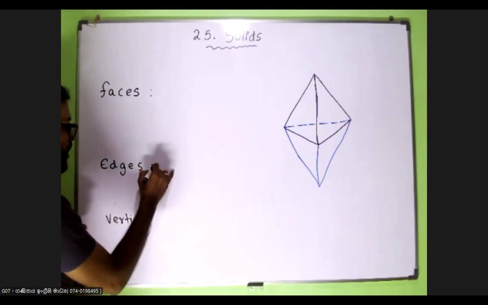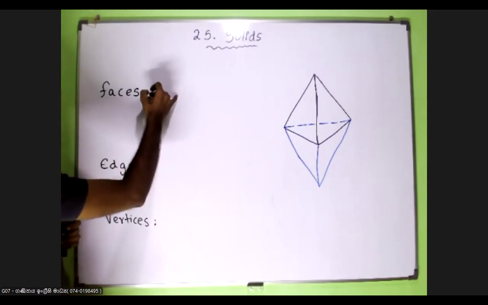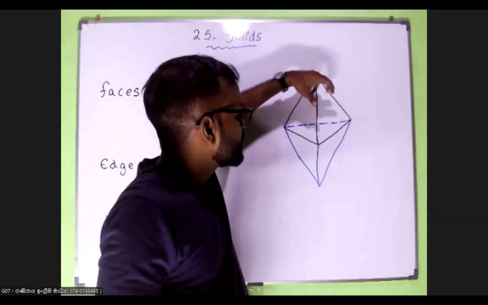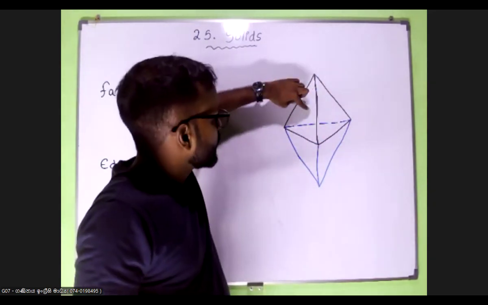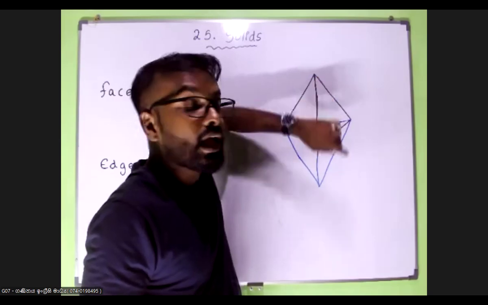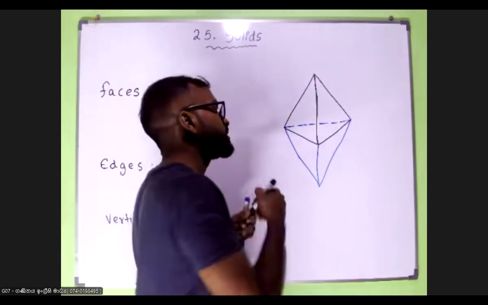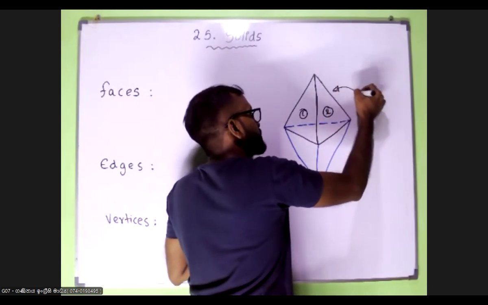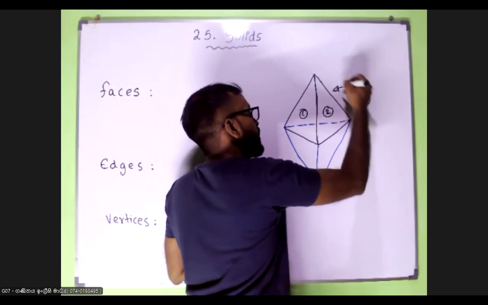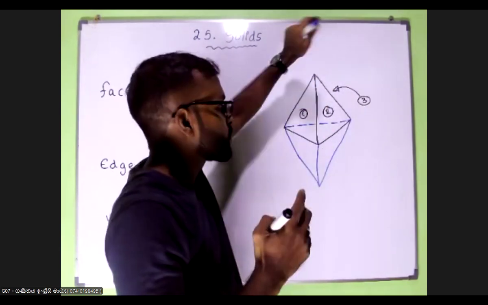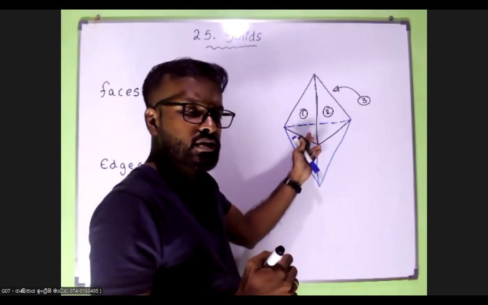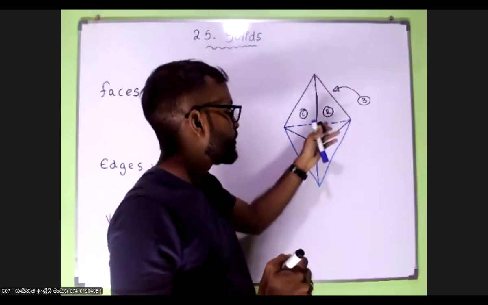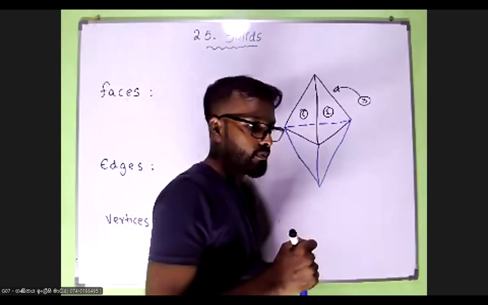So basically what we have to do is count. Now, how many faces are there? When we consider the top one, we have this side, and the other side, and around this we have the other side. So there are three faces on the top. And the fourth face, can we take that? No. Why is that? We cannot take the below face.